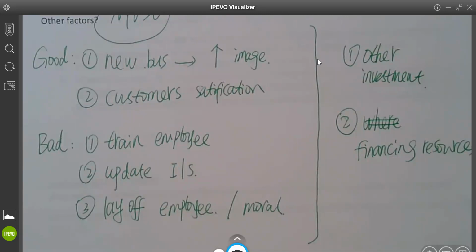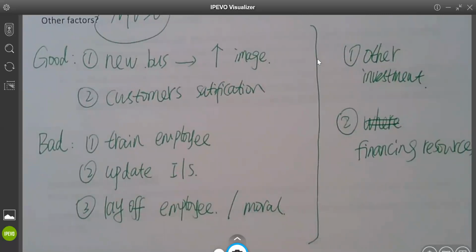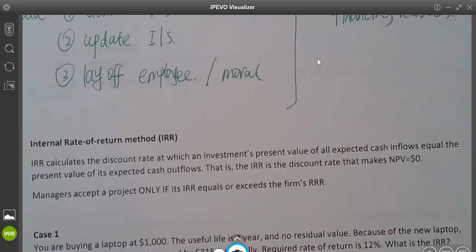In this video, we will talk about the second method. Last time we talked about net present value. We said the main thing is we consider all the cash flows and then we discount all of them to the present value, then we find the net. We also talked about if the NPV is equal to or larger than 0, we will take the project, and then we also talked about other factors managers have to consider. So this time we talk about internal rate of return, IRR.